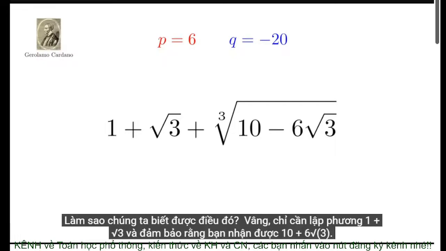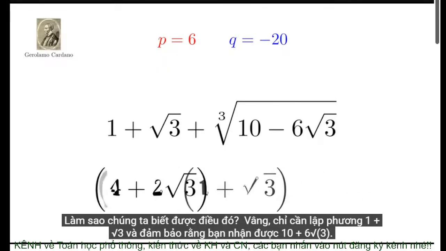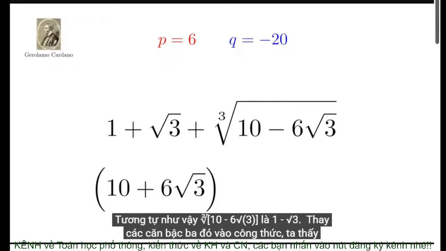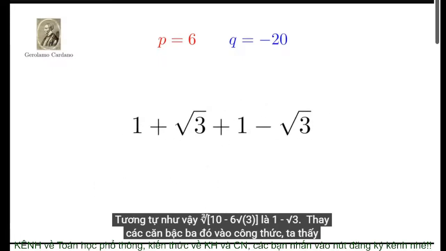How do we know that? Well, just cube 1 plus the square root of 3 and make sure that you get 10 plus 6 times the square root of 3. Similarly, the cube root of 10 minus 6 times the square root of 3 is 1 minus the square root of 3.